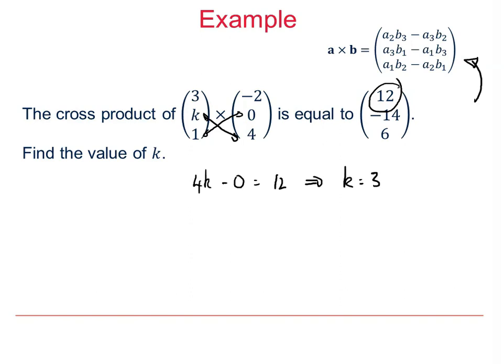We could have used the third component as well, which would be 6. It doesn't matter really which one we use other than the 14, of course, which doesn't involve k. So if you looked at the 6, here we'd have a1 b2, which would be 0, and then minus negative 2k, and that would be equal to 6. So again, we get that k is equal to 3.